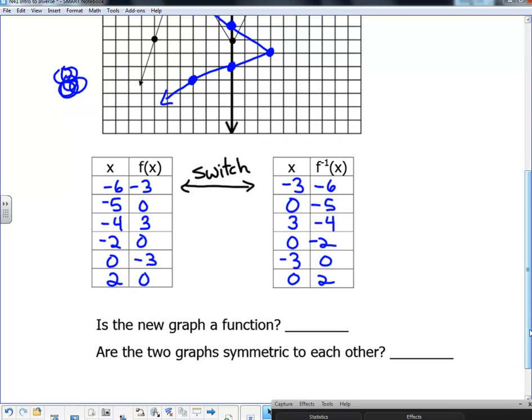Alright, is the new graph a function? Remember, if it's a function, all of your x values will be different. In this case, we have 3 repeating zeros and 2 repeating -3. So, no, it's not a function because x's repeat.